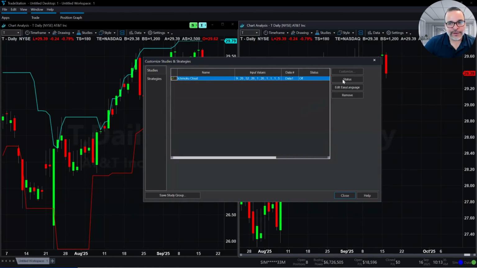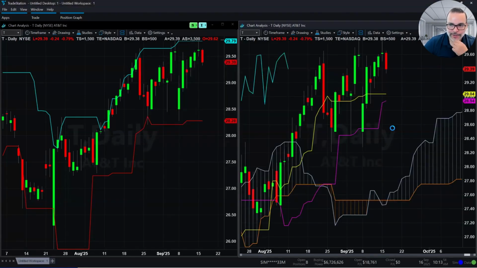And then you come over here, click on status so that the status turns on, and then you can click on customize. You have access to the study. We're not going to modify anything at the moment. In fact, we're just going to use the Ichimoku Cloud with the default parameters, or the parameters that it comes with. I'm just going to click on close, and here we go.